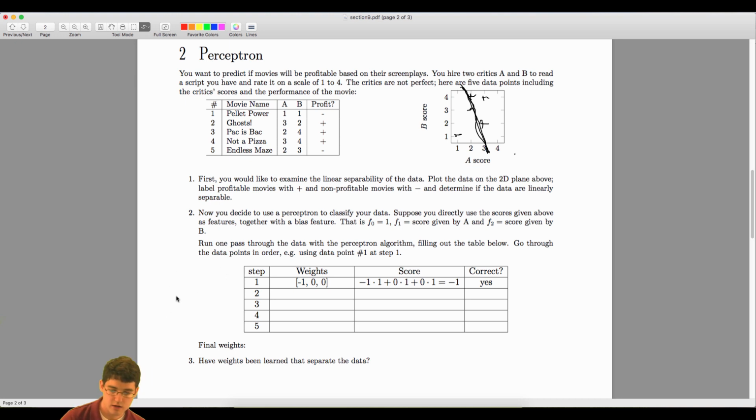Let's take a look at our first step. Each step is going to go through one of the data points and update the weights that we have. We're given initially this set of weights here. You can start with a random value, or just all zeros. Here we're going to start with -1, 0, 0 as a reasonable starting point for our weight vector.